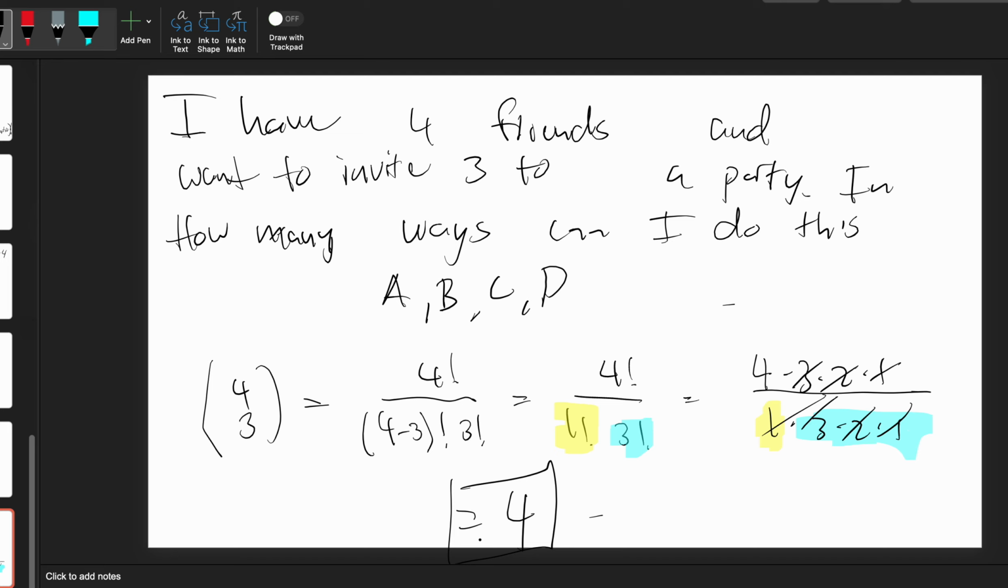And that makes sense if you think about it, because inviting 3 people to a party is the same as not inviting one person in this case. So how many ways can I not invite one of 4 of my friends? Well, there are 4 ways. I could not invite A, B, C, or D. Good. You'll have more practice with this later, but I want to show you something very interesting.